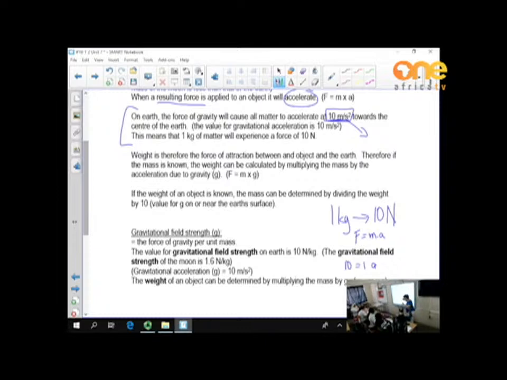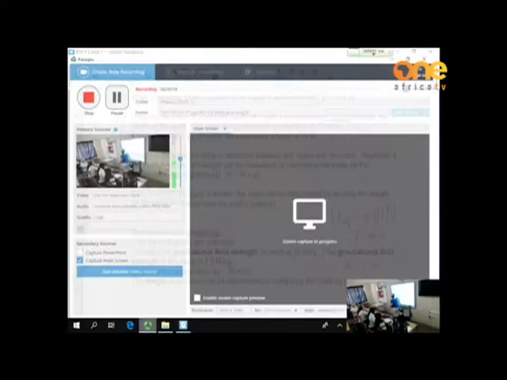Listen to me. I'm standing on the top of a very high building, and I have a marble in my hand. The moment I jump off the building, ignore air friction, and I let the marble go, which of us will hit the ground first? Why? Gravity accelerates everything at 10 meters per second squared.